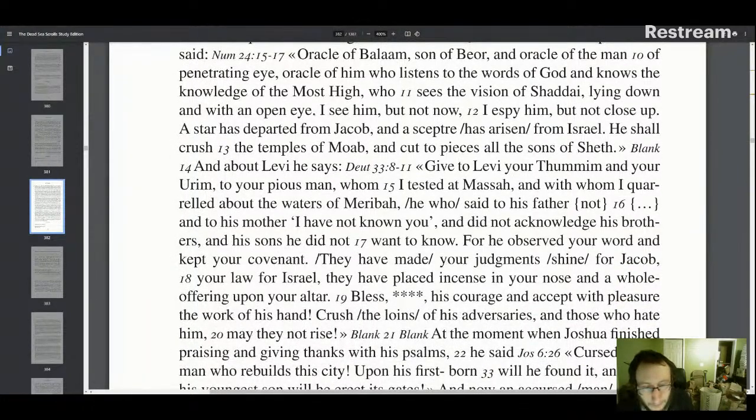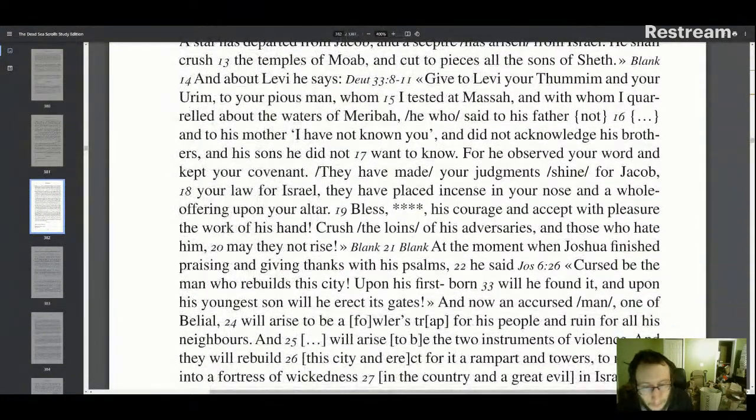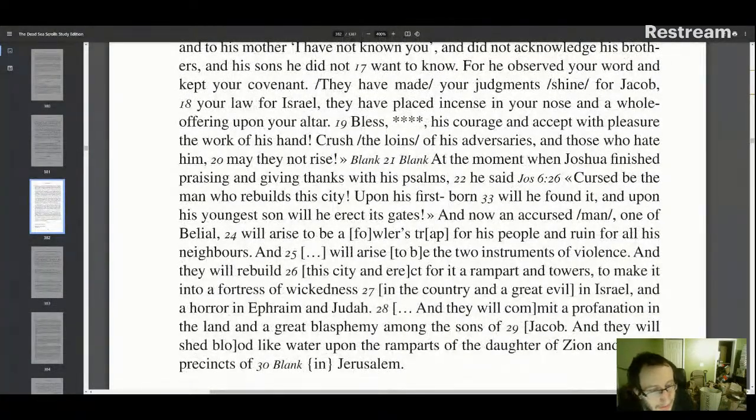But then it goes into this, and it says, "At the moment when Joshua finished praising and giving thanks for the Psalms, he said, 'Cursed be the man who rebuilds this city. Upon his firstborn will he found it, and upon his youngest son will he erect its gates. And now an accursed man, one of Belial, will arise to be a fowler's trap for his people and ruin for all his neighbors.'" Okay.